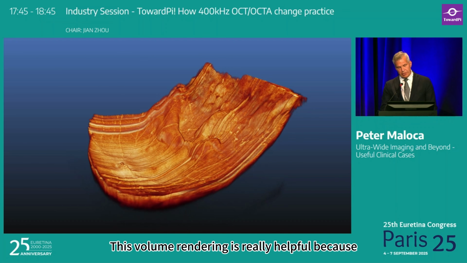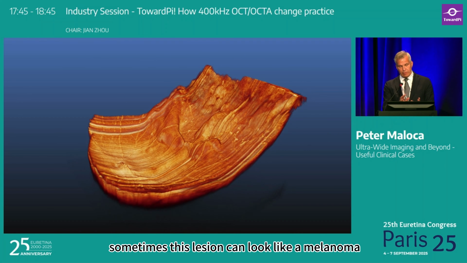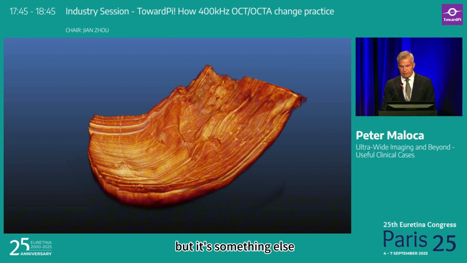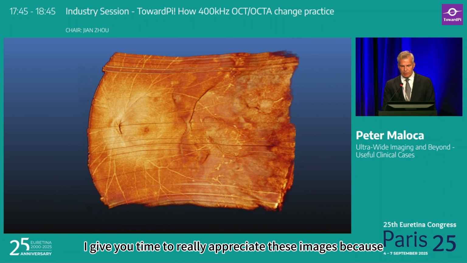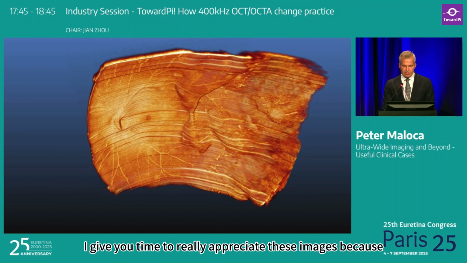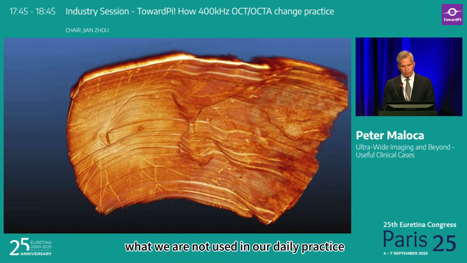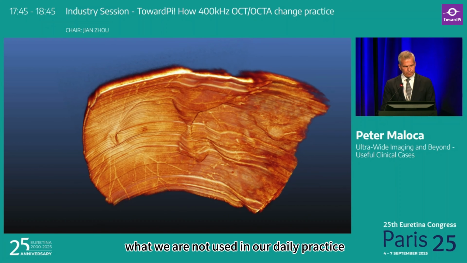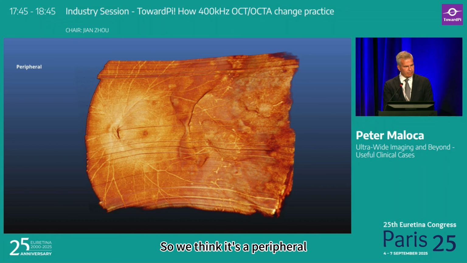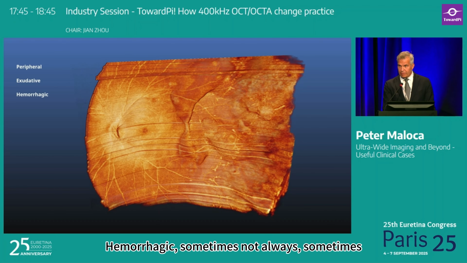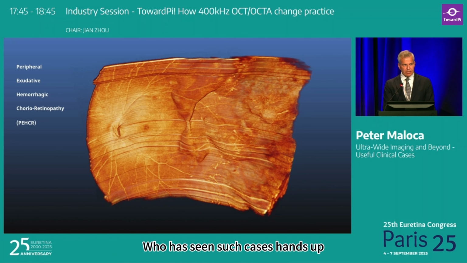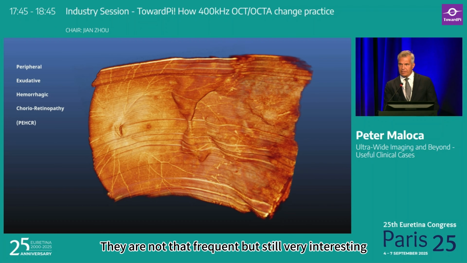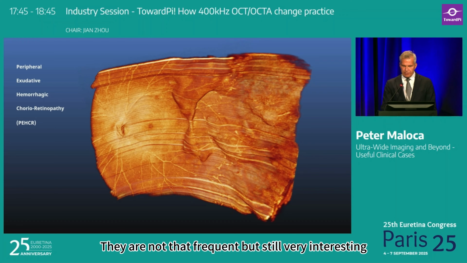And this volume rendering is really helpful because sometimes this lesion can look like a melanoma, but it's something else. I give you time to really appreciate these images because it's really something new, what we are not used to in our daily practice. So we think it's a peripheral exudative, and what do we see else? Hemorrhagic, sometimes, not always, sometimes. Retinopathy. Who has seen such cases? Hands up. They are not that frequent, but still very interesting.